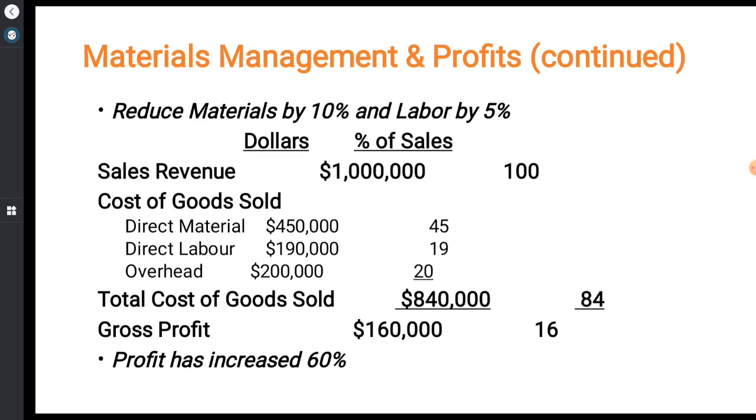Accordingly, the total cost of goods sold is now equal to 840,000 instead of the 900,000 before the improvement. So the gross profit increased by 60%. We now have gross profit equal to 160,000 US dollars instead of the 100,000 US dollars before improvement. And this is a clear illustration regarding the importance and the contribution of materials management toward the company profits.